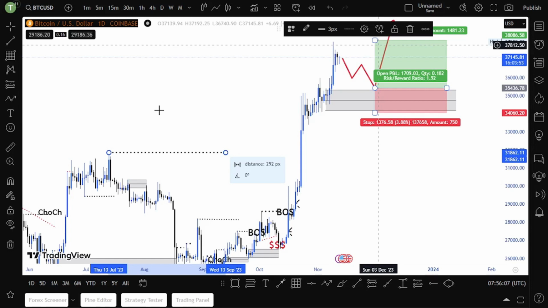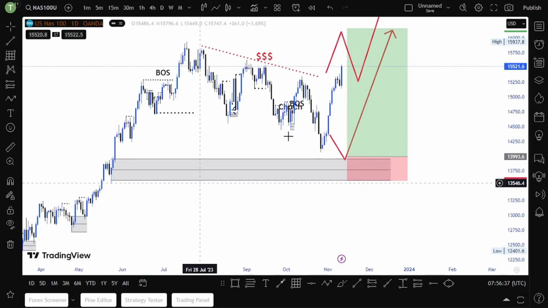So now let's look at NAS 100. I think on Nasdaq I had a nice buy. I remember I had a nice buy somewhere here, somewhere here the other day.